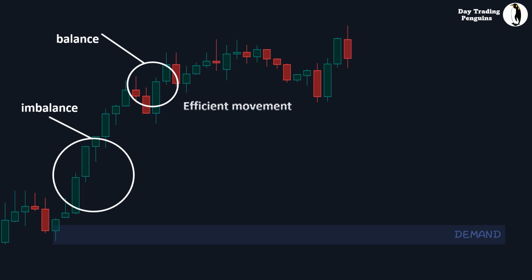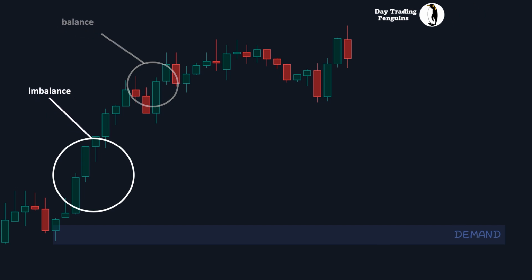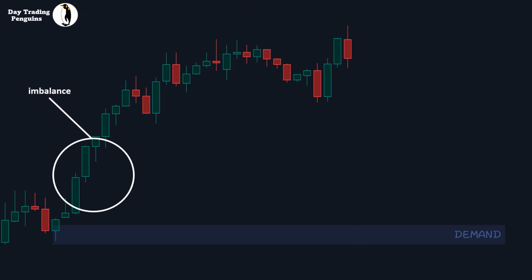Balanced, steady price movements might look nice on the chart, but they're not great for finding supply and demand zones. Why? They lack the power and drive needed to form high probability trading setups. Instead, we focus on the zones created by sharp, imbalanced moves to boost our success rate.